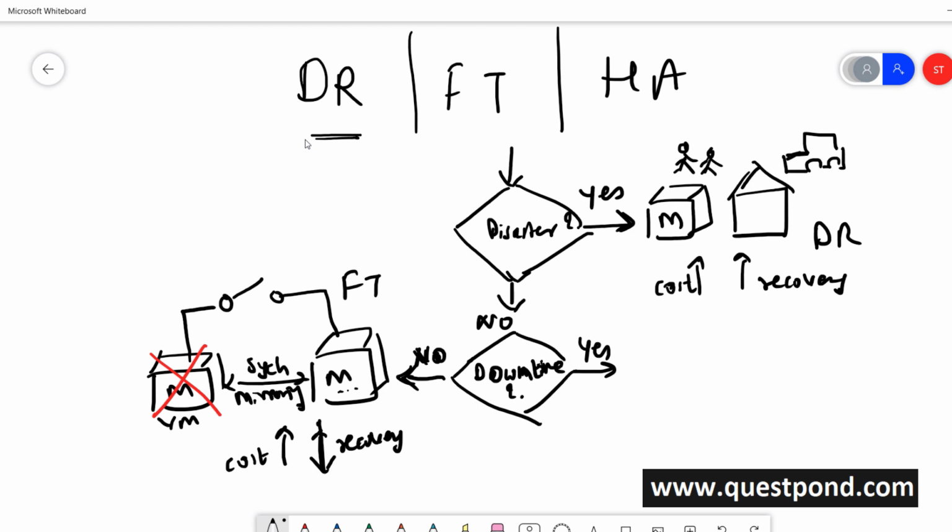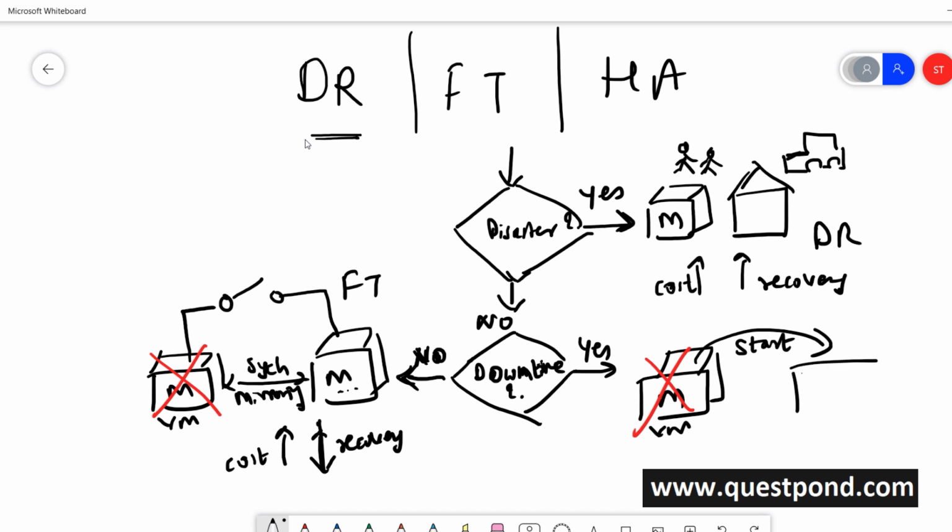Now let's look at the other case, where you say, no, I can afford a downtime of 5 to 10 minutes or a maximum of an hour, right? In this case, I will not have one more machine running in parallel. I have this machine or the VM which is running, and if something goes wrong here, then I will immediately try to start another machine. There will be a machine which is there, but that machine is not running continuously. So I will actually go and start that machine.